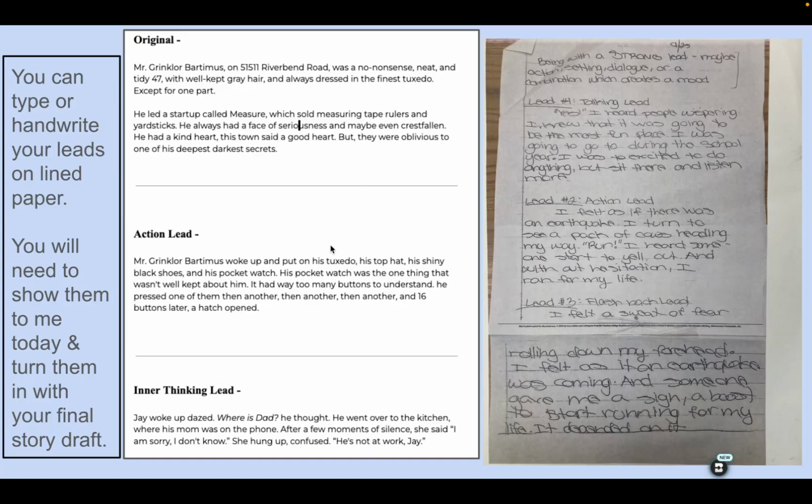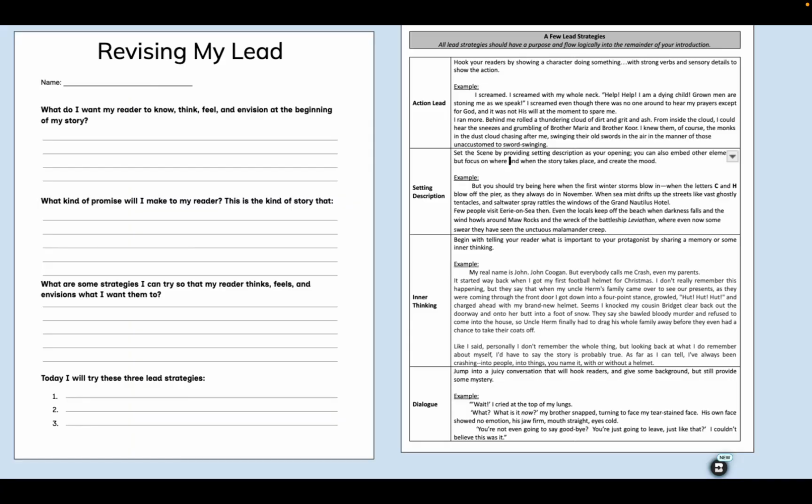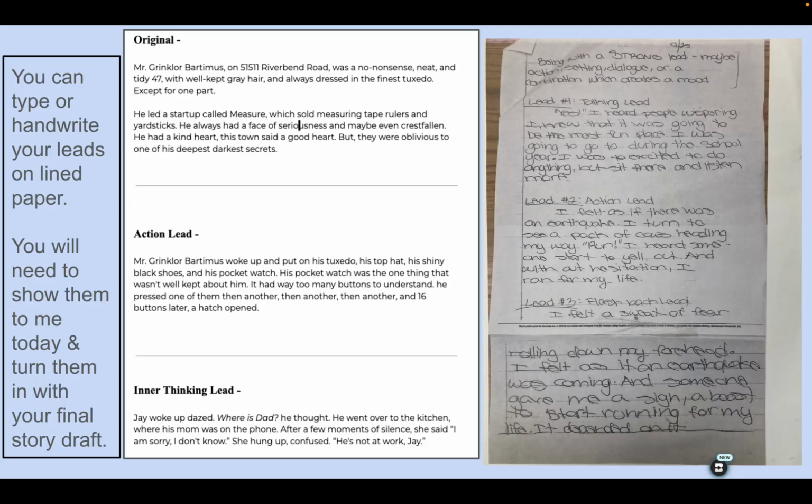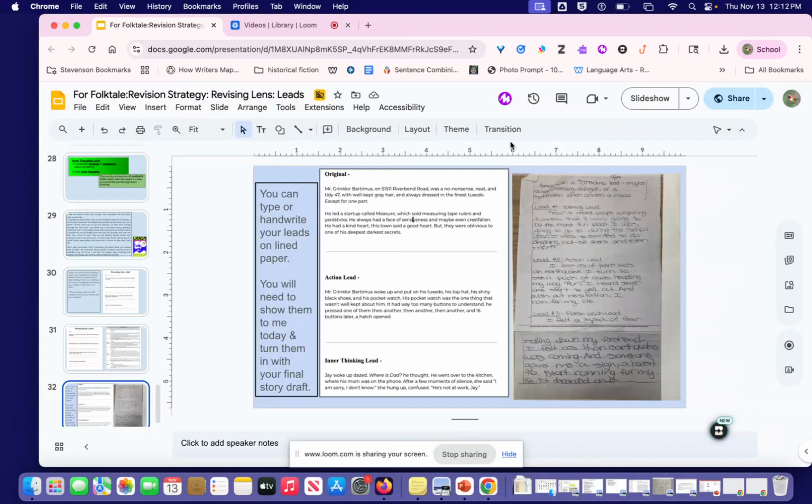But this is an example from a student who wrote the original and then he tried an action lead and an inner thinking lead. And this is exactly what you're going to do. This writer chose a talking lead, then an action lead, and a flashback lead. So you are going to try 3 types of leads. Again, you can type them or you can write them after you answer these questions. And I can't wait to read what you write.